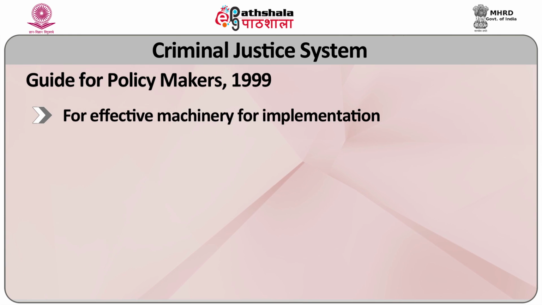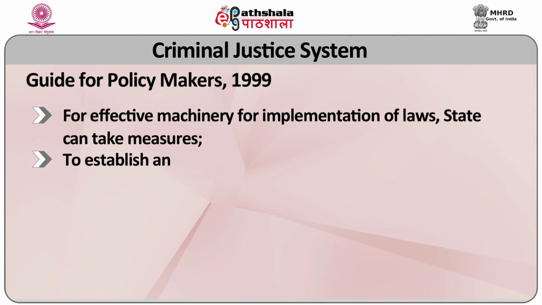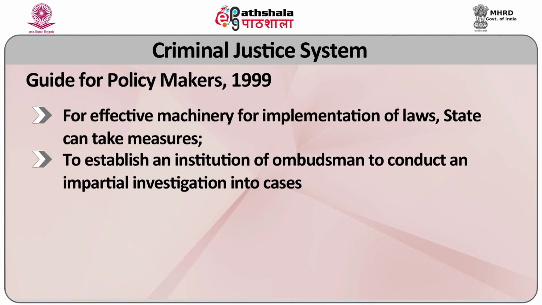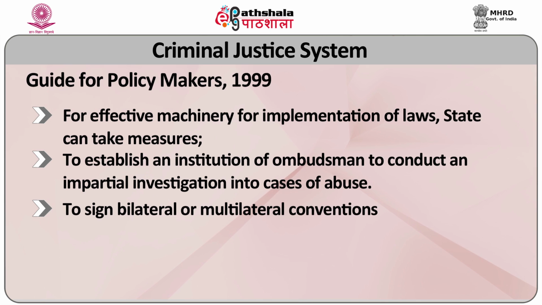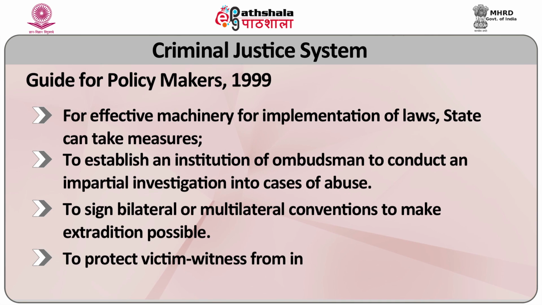For effective machinery for implementation of laws, states can take measures like to establish an institution of ombudsman to conduct an impartial investigation into cases of abuse, to sign bilateral or multilateral conventions to make extradition possible, and to protect victim witnesses from intimidation or retaliation.